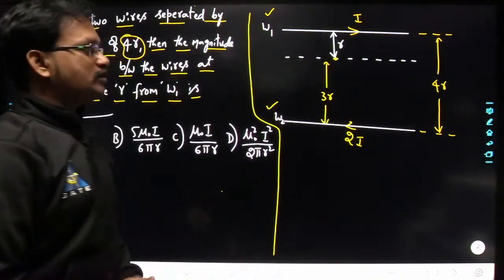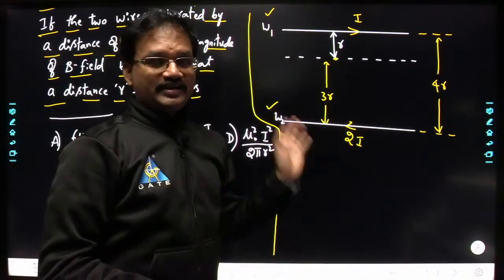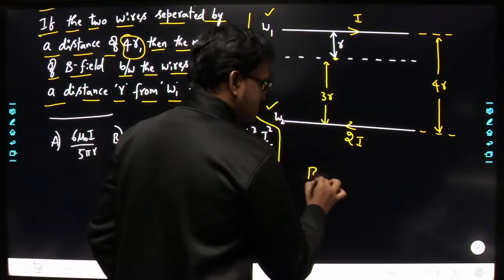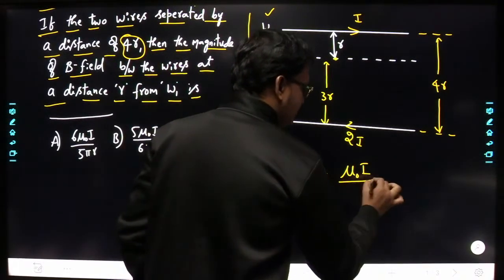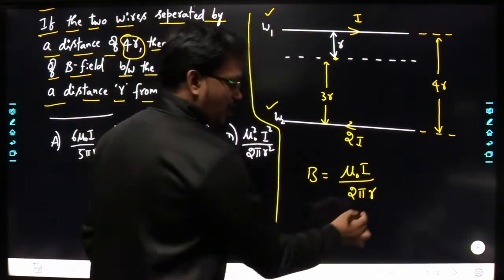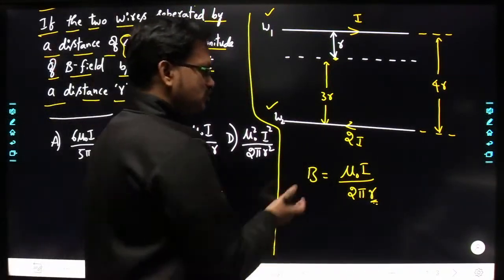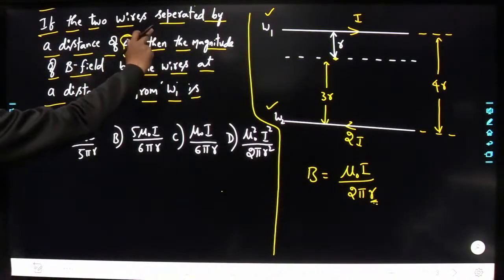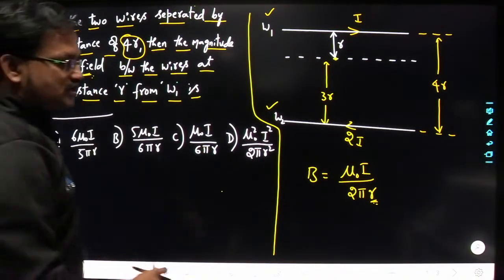Now we know that the B field due to a current carrying wire of infinite length is B equal to mu naught I divided by 2 pi R, where R is the normal distance from the wire. Yes or no? So this is the expression for the B field. Here they are asking only the magnitude, so just write down the magnitude.